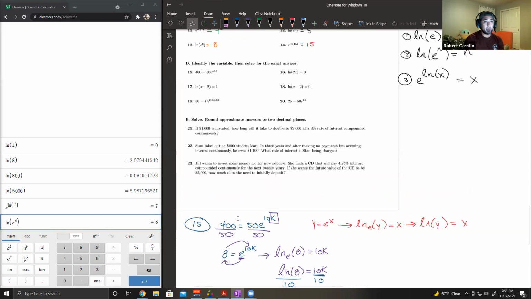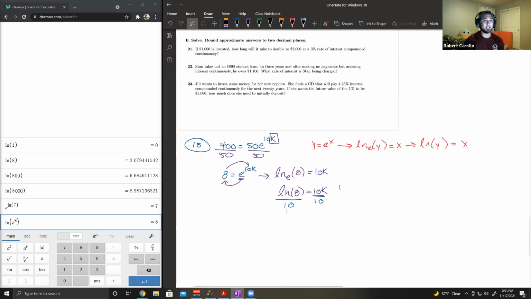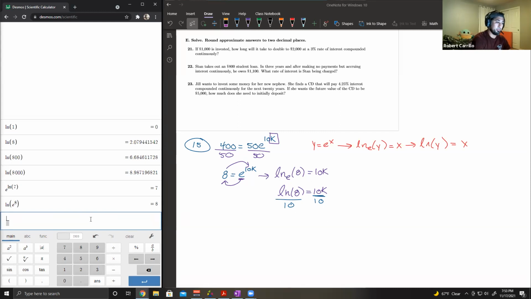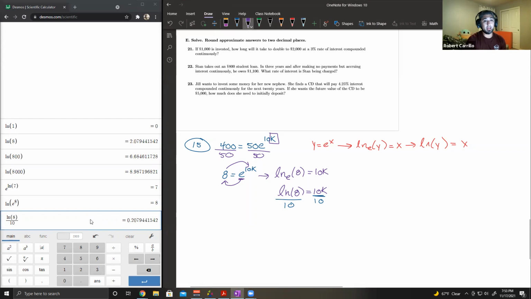Didn't want us to solve. Yep, solve for the exact answer. Okay, so now what we're going to do using the calculator is type in the natural log of 8 over 10. And we get that k will equal 0.2. Let's go to 3 decimal places. 0.208 is equal to k. There you go.